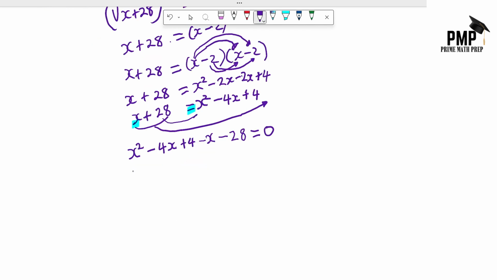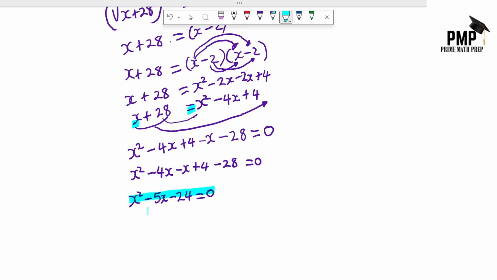Let's keep solving. x squared minus 4x. Let's collect like terms: minus x plus 4 minus 28 equal to 0. Let's simplify this further. This is x squared, minus 4x minus x is negative 5x, 4 minus 28 is negative 24, equal to 0. Our equation now is of quadratic form.